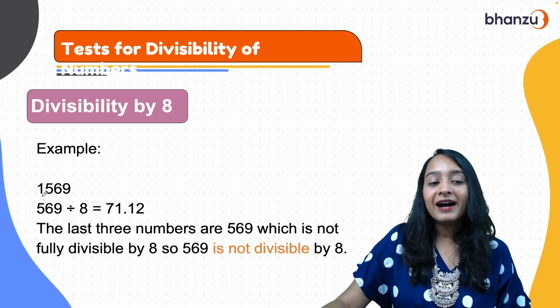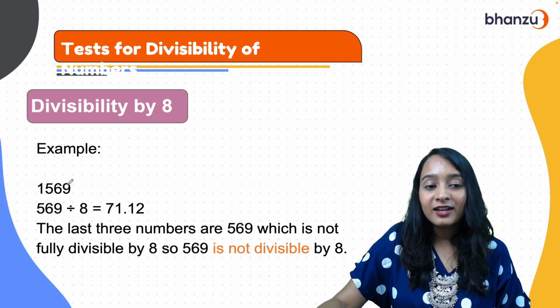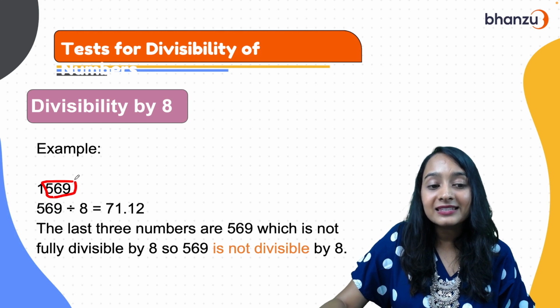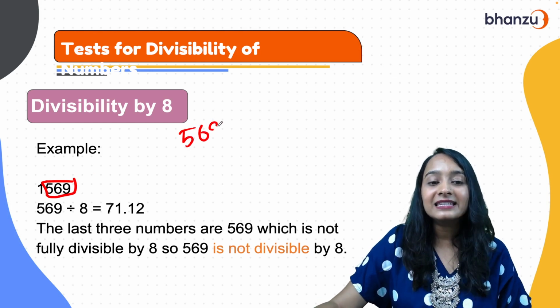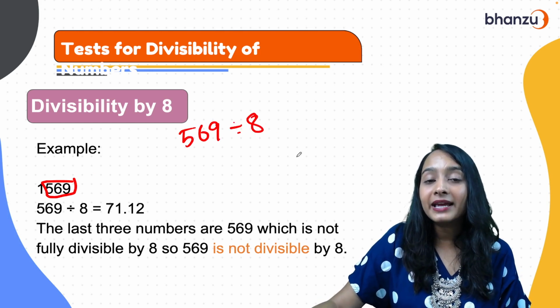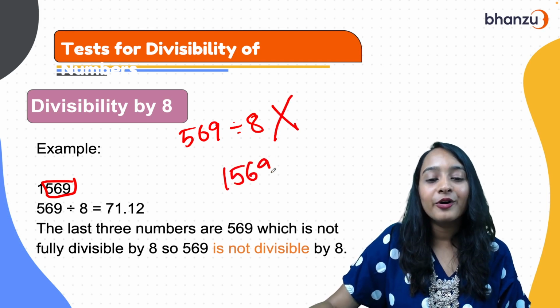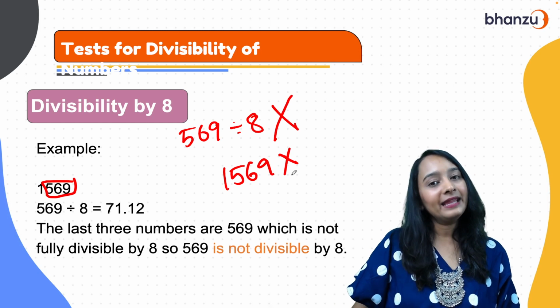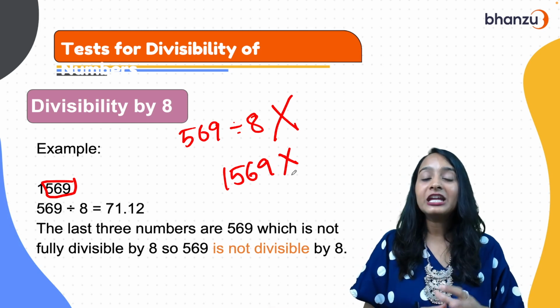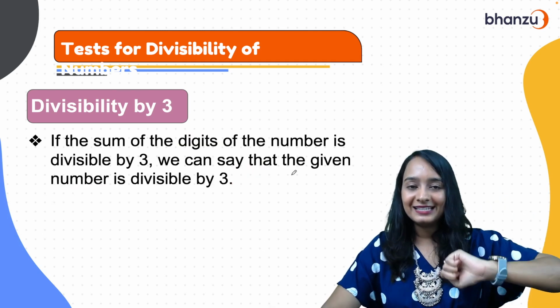Now here, 1569. So we are only going to take the last 3 numbers. 569. Is it divisible by 8? It is not. So the entire number is not divisible by 8. So please, for 8, you have to check the last 3 digits.